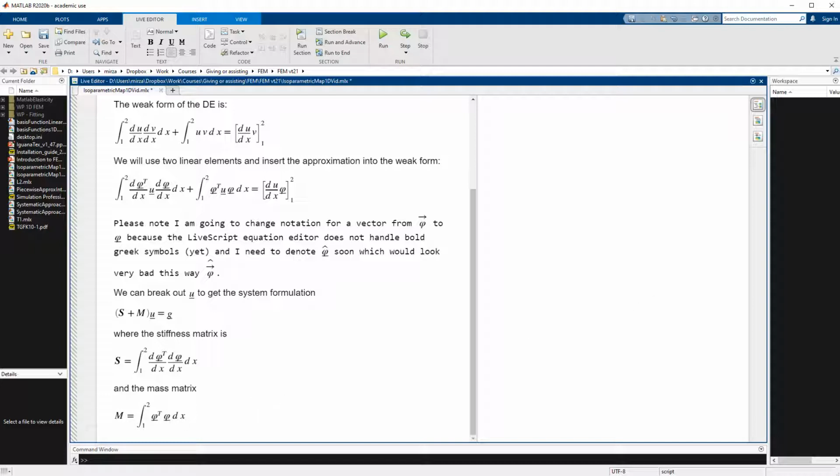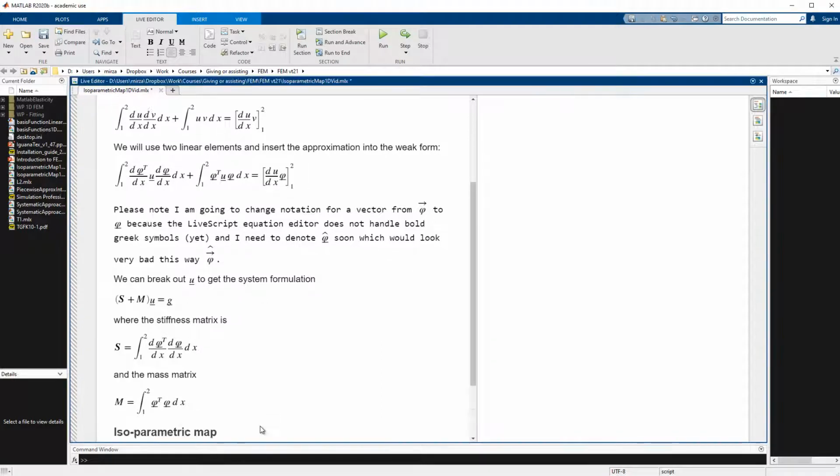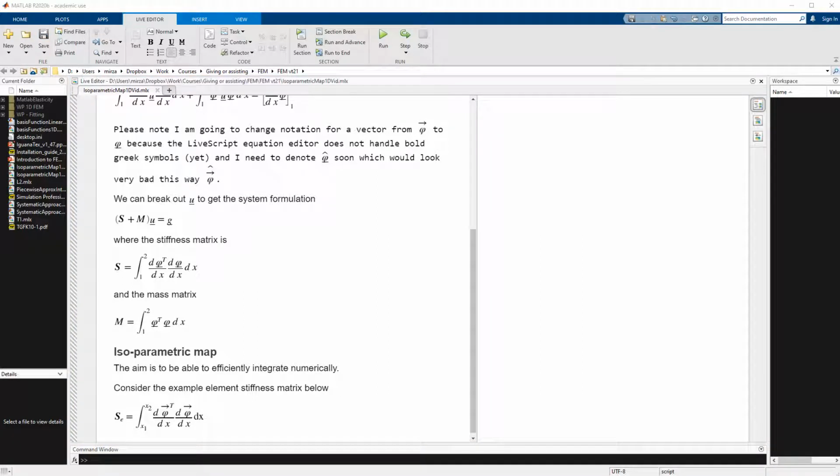Now for the isoparametric map. We will take a look at an example here. The aim of the isoparametric map is to be able to efficiently integrate numerically. I'll get to that in a second. So consider this a sample. We have this element stiffness matrix below. Now this integral here, I'll just paste this stuff in so we can take a look at it closer.